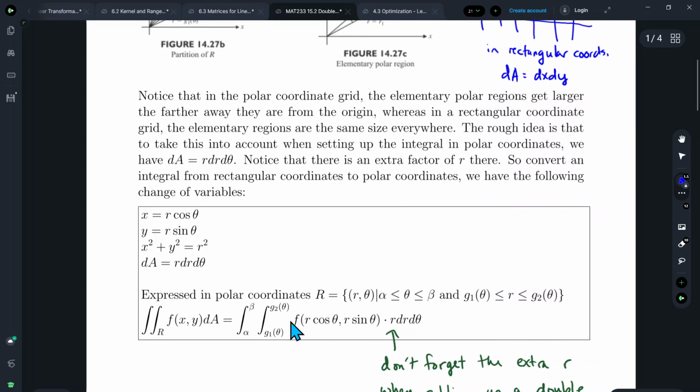So this is the basic setup for a double integral in polar coordinates, right? So this expression here means that you replace x and y in the original function by this change of variables. The area element, again, is r dr d theta, and the limits of integration should be described in polar coordinates for the variables theta and r.